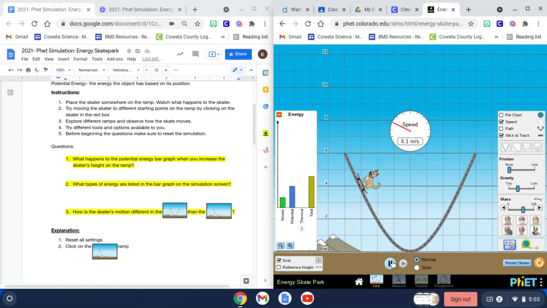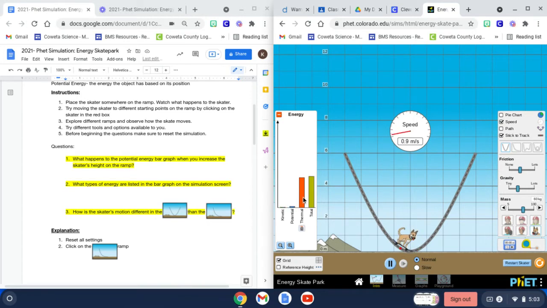Now, you'll notice that thermal is not moving right here. Well, that's because thermal energy is friction, and I don't have any friction turned on. If I turn on the friction, you'll notice that it slowly begins to increase. On Earth, friction is the force that slows everything down. Friction always opposes movement. So friction is what causes everything to completely come to a stop at some point.